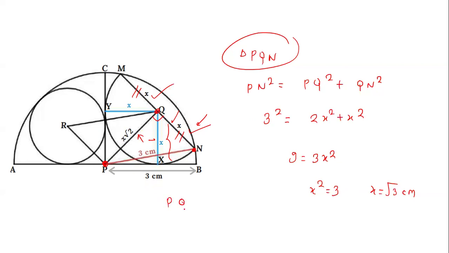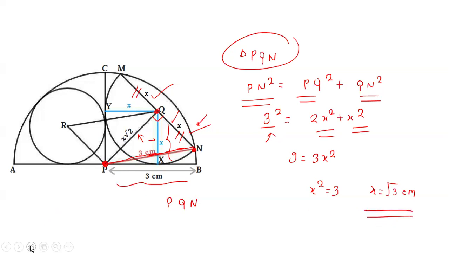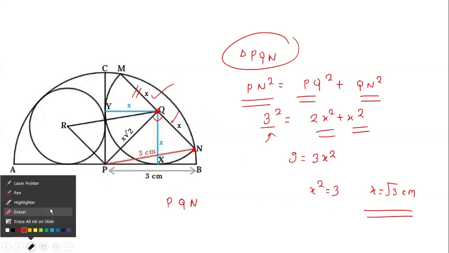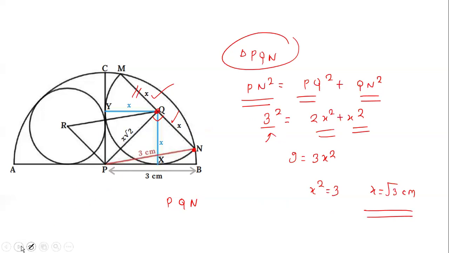So in the triangle PQN, if you apply the Pythagoras theorem, then you can write PN square as PQ square plus QN square. PN, as we know, is the radius of this bigger semicircle, which is equal to 3 centimeters. So this is 3 square. This will become like root 2x square plus x square. So from here you can get the value of x, and it will come like root 3. So the x value we got is root 3 centimeters. So now we know the x value as root 3 centimeters.